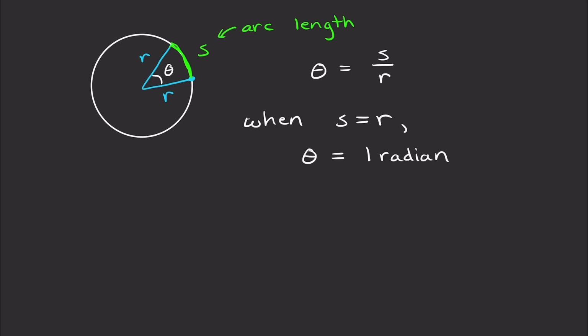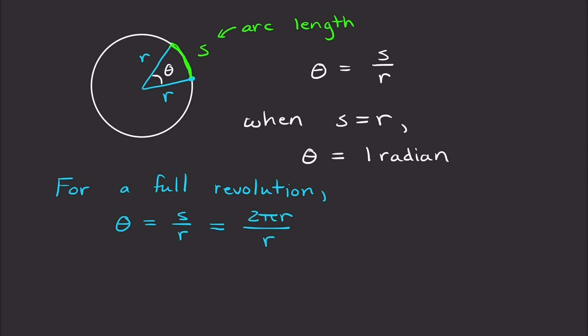This is the definition of 1 radian, if you've ever used radians in a trigonometry class or somewhere. You can use this definition to find the number of radians in a full circle, which you might be familiar with. For a full revolution, if you have an object that moves along one full rotation of a circular path, then theta is equal to the arc length over the radius. The arc length of a full circle is just its circumference, or 2 pi r. Then you divide by r, and these r's cancel, and you're left with 2 pi radians.